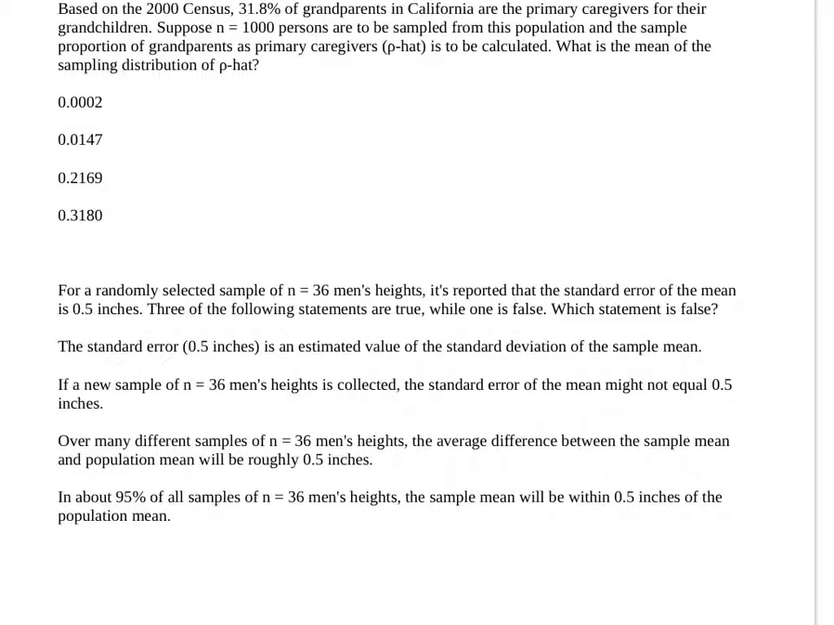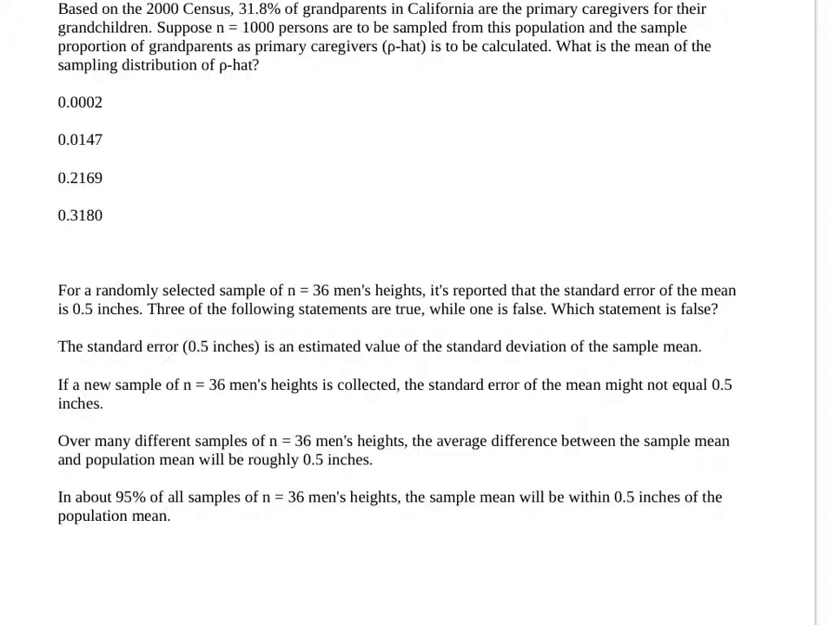Moving on. Based on the 2000 census, 31.8% of grandparents in California are the primary caregivers for their grandchildren. Suppose n equals 1,000 persons are about to be sampled from this population, and the sample proportion of grandparents as primary caregivers, p hat, is to be calculated. What is the mean of the sampling distribution of p hat?